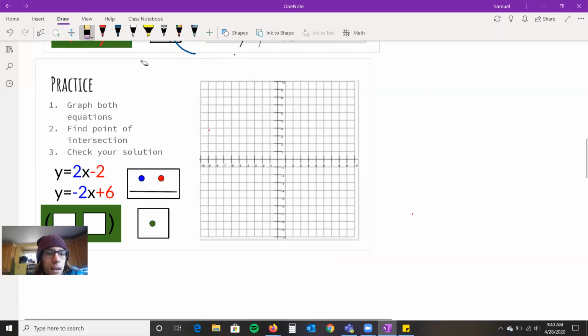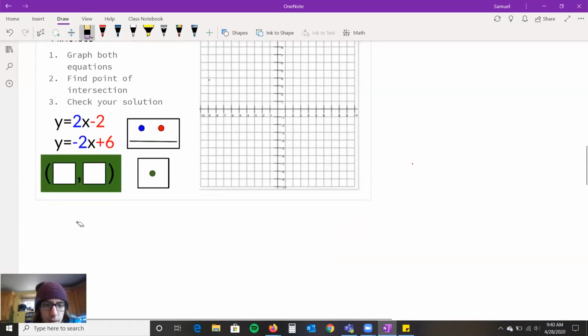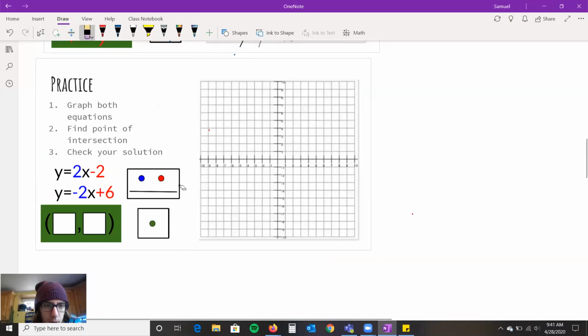So here on my screen, you can see I have an example problem. We've got a system of equations: y equals 2x minus 2, and y equals negative 2x plus 6.